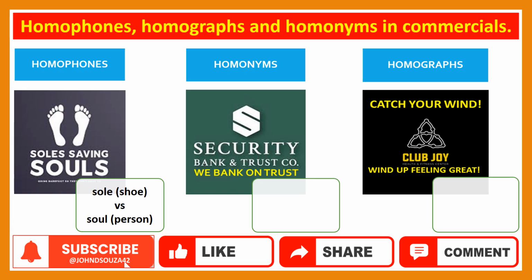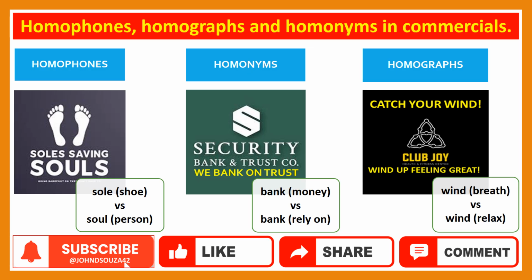The literal and metaphorical use of homonyms, bank, which is used for money, versus bank, which means rely on, in the banking ad supports the brand's core values. Dynamic use of homographs, wind, which means breath, versus wind, which is relax, in the fitness ad reflects the dual aspects of workout, exertion, and recovery.